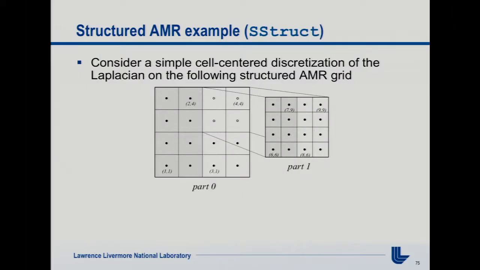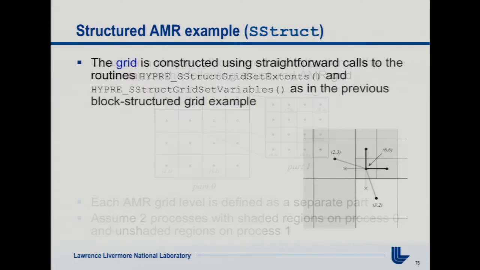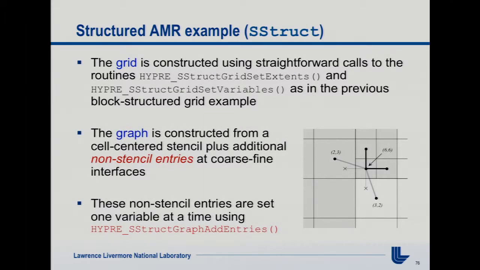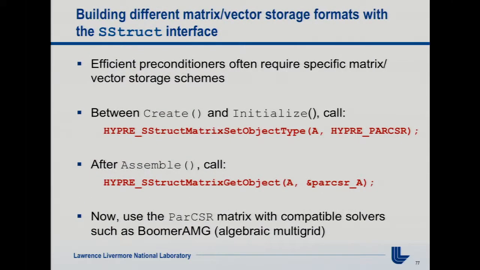Okay? AMR I won't talk about here. Currently in the code, you have to use this graph add entries call to sew together the way the coarse and fine interfaces couple to each other. And this is sort of the catch-all routine that allows you to couple things in any way you like in the semi-structured setting.